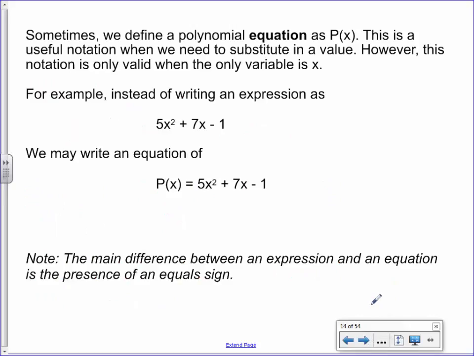Okay, here's our last thing then. This is what we're going to lead into tomorrow. There's another notation that we can use, and this one you may not be as familiar with. It's the P bracket X notation. Have you guys ever seen this before?